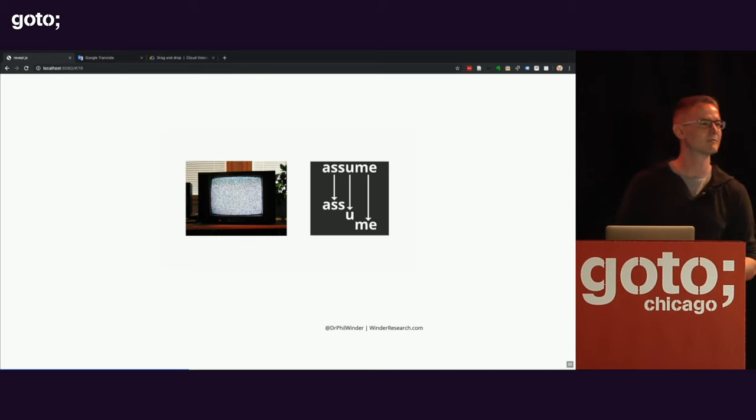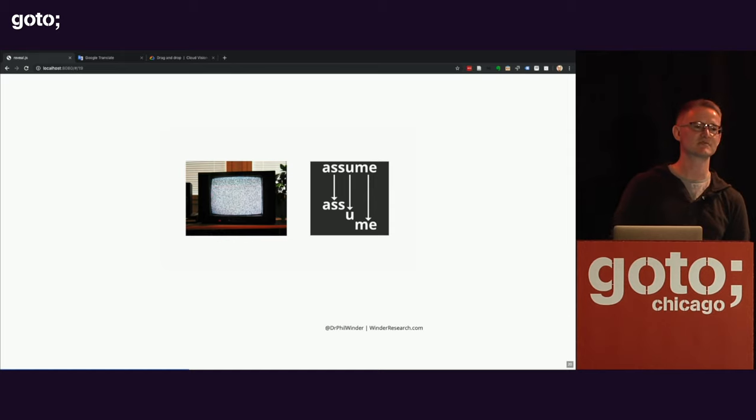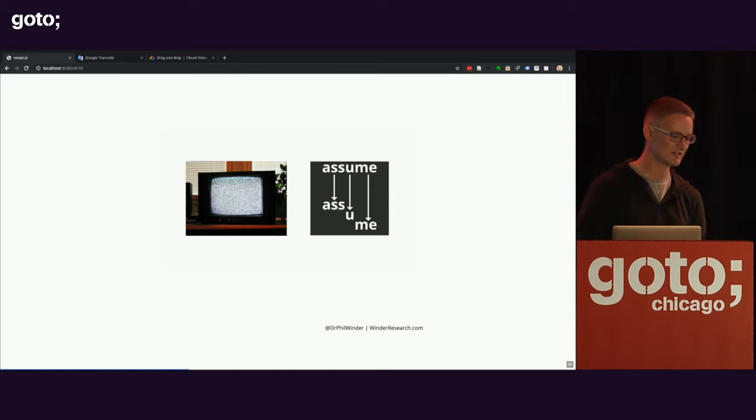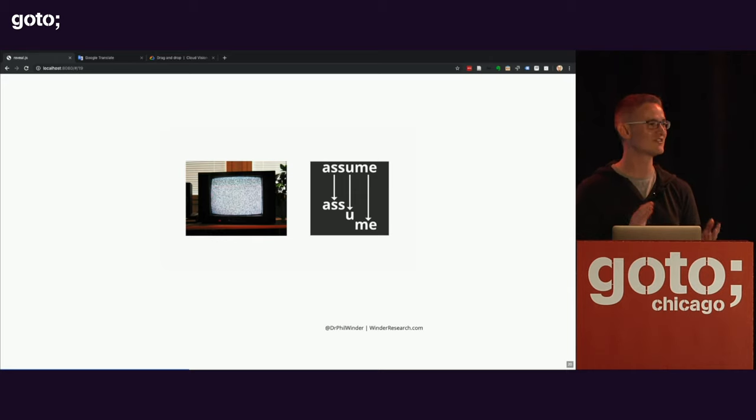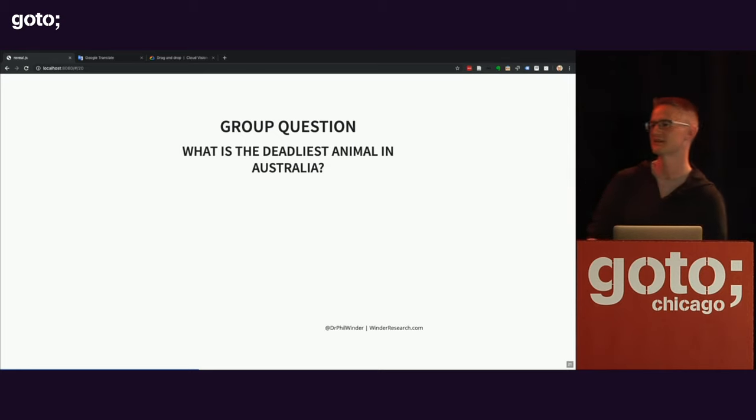Assumptions about the data can come back to kick you as well. If we make incorrect assumptions in the beginning, then it can actually be really hard to fix that in the future. We combat our assumptions through a series of cynicism and skepticism, but also data cleaning, understanding the data, and automated tests. So just as a test of our assumptions and our biases, what is the deadliest animal in Australia?